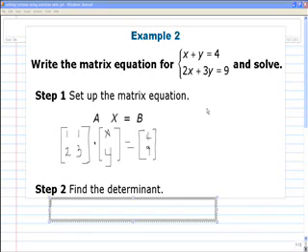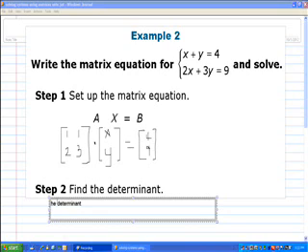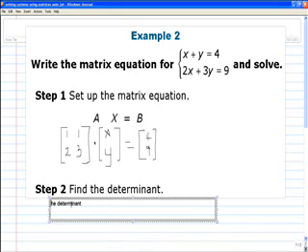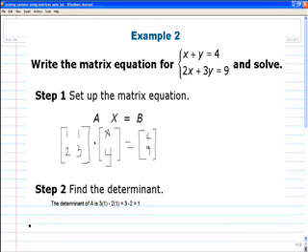Okay, so for the next part we need to find the determinant. The determinant of A is going to be, on the first diagonal we have 3 times 1, and we're going to subtract the other diagonal, 2 times 1. So we get 3 minus 2, or just 1. So now we know the determinant of A is 1.